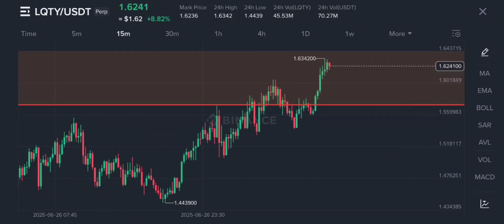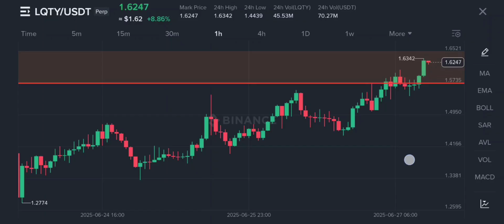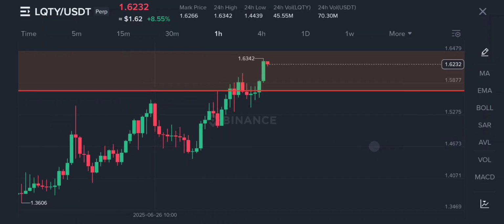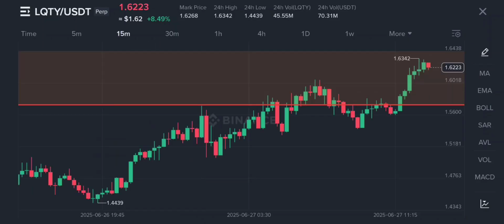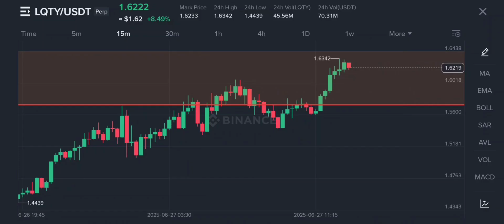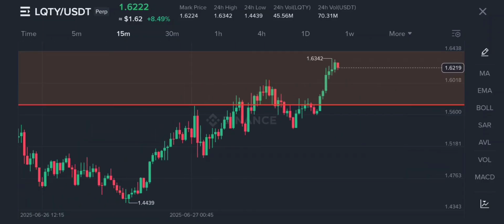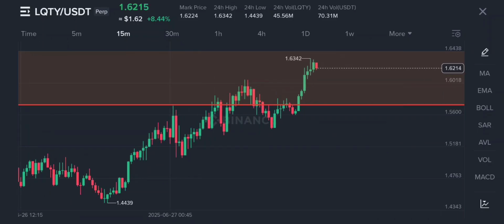We are still waiting for a 1 hour confirmation, but you can already see what the 1 hour is forming here. It looks like it's going to form an engulfing candle, but we still have to wait. Let me check the 15 minutes. Yeah, the 15 minutes is already forming, and you can see it's in our area of interest, a very strong area of interest.